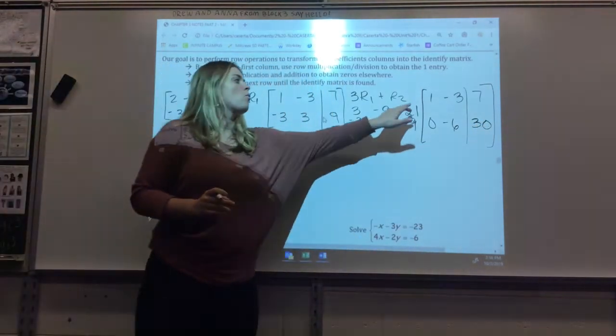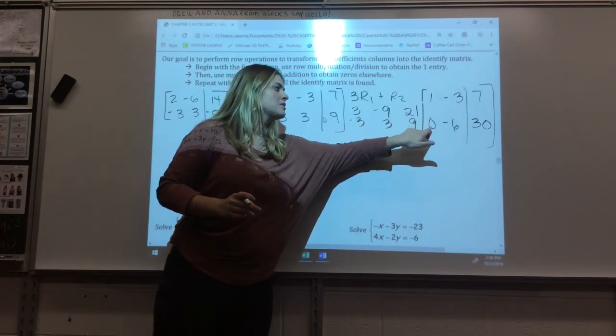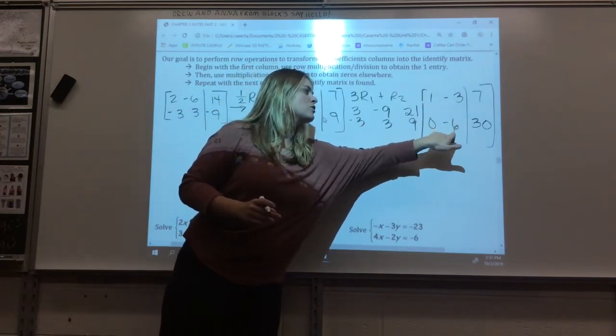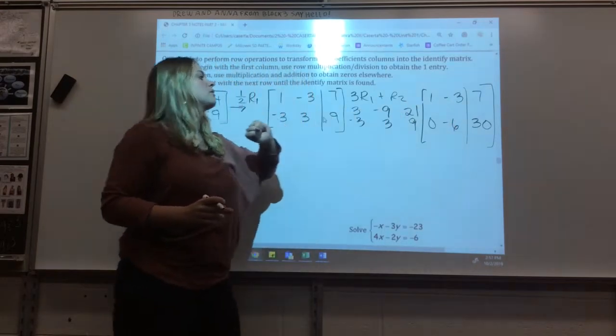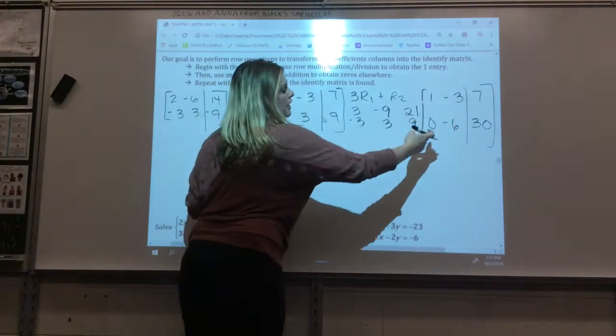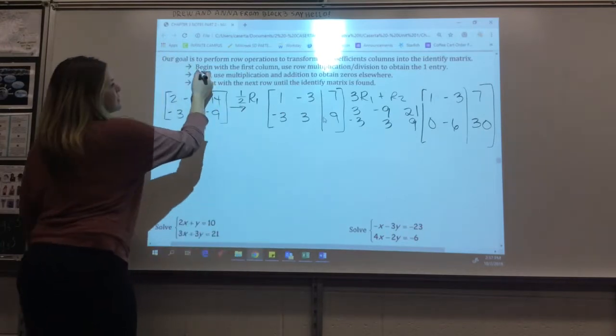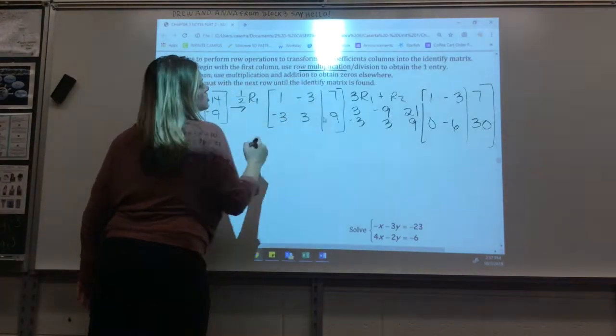So right now we've got 1, and that 1 was able to knock out 0. Now we're going to move over to this one, this U shape, turn this into a 1 so that this 1 can knock out this number. So this is the next easiest part. How do you get -6 to become a 1? Just simply multiplication. Like I said, begin with the first column, use row multiplication.